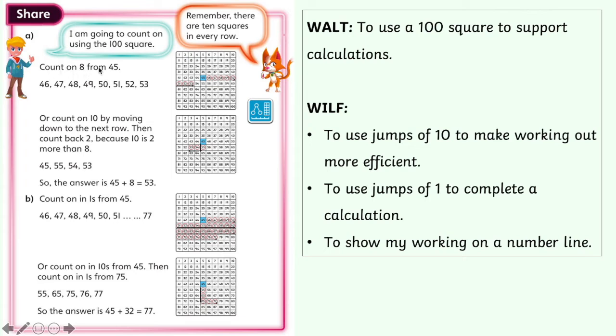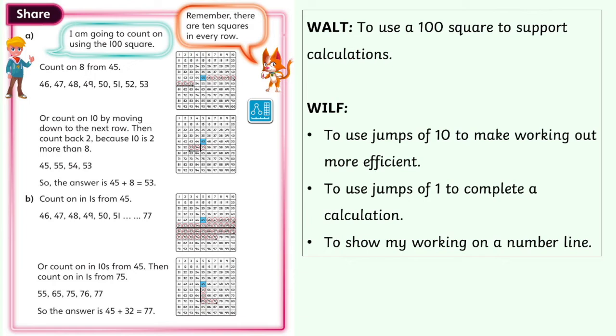Count on 8 from 45. Remember, the question asked us for 8 more than 45, so that's all we need to do. Count along the 100 square 8 steps. 46, 47, 48, 49, 50, 51, 52, 53. Remember that when you get to the end of a line, the next number starts on the next line. So 8 jumps gets us to 53, and that's the answer to our calculation.